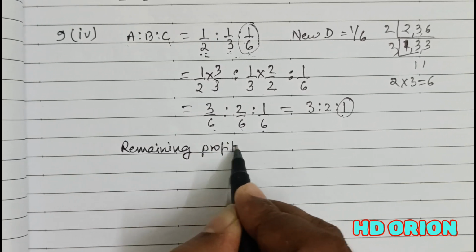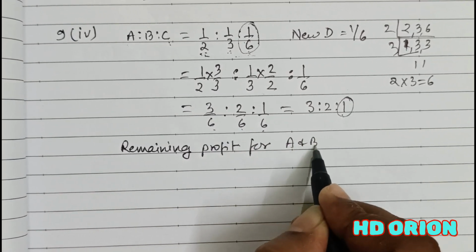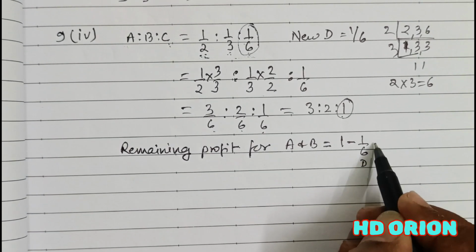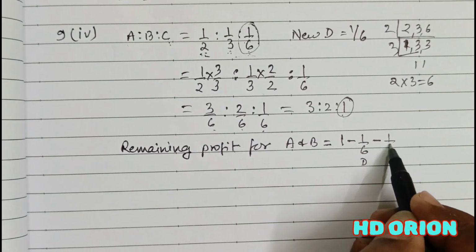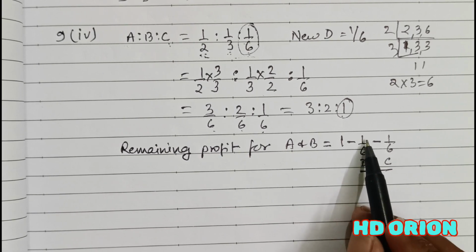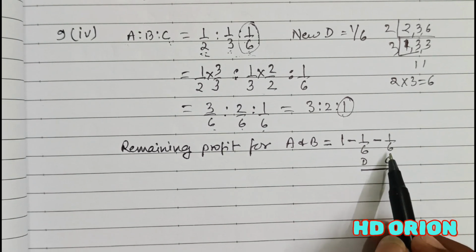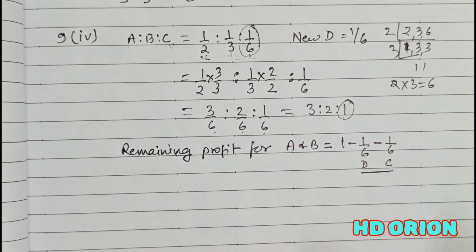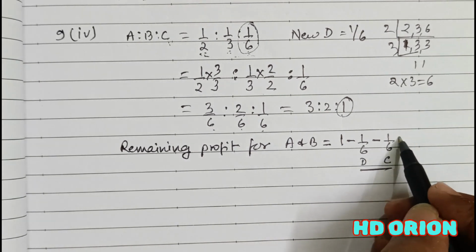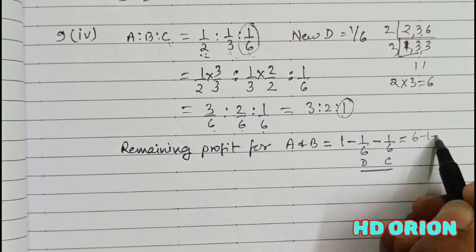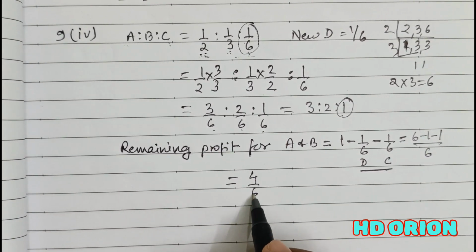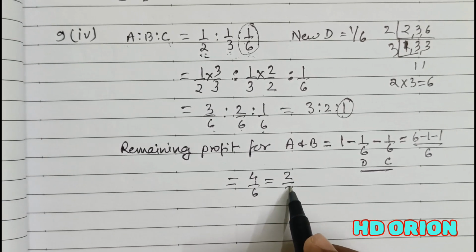Remaining profit for A and B is equal to total profit minus 1 by 6, that is D's profit, minus 1 by 6, that is C's profit, because these are fixed. D will be getting 1/6 of the total profit and C will also be getting 1/6 of the total profit, because C is not going to change his portion of profit. So when we solve this, how much do we get? 6 minus 1 minus 1 divided by 6. That is equal to how much? 4 by 6. When you reduce it, it is 2 by 3.